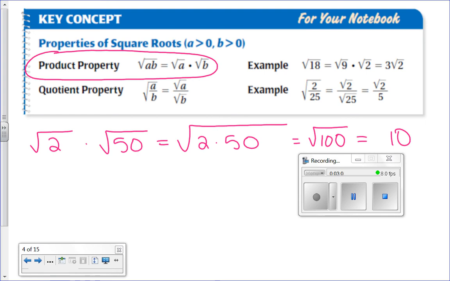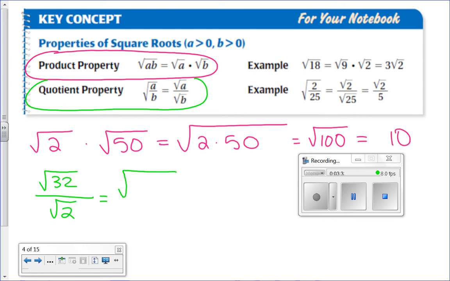The quotient property here on the bottom, go ahead and write down what I'm circling in green. So this is the same deal. Sometimes numbers by themselves aren't perfect squares, but you put them together and they are. The one I thought of would be radical 32 over radical 2. 32, can't really square root that easily. It's not a perfect square. Same thing with radical 2. But watch what happens if we put them together.